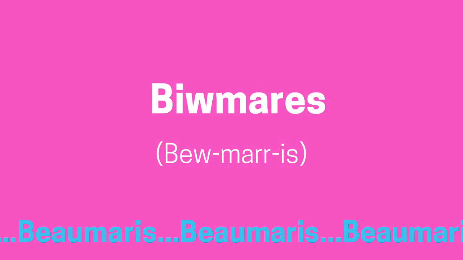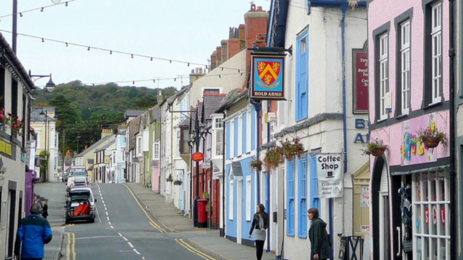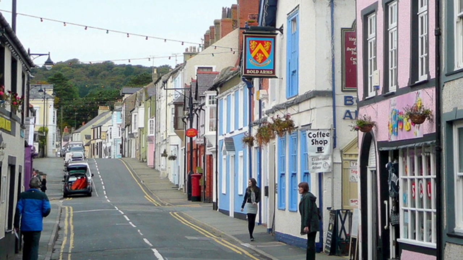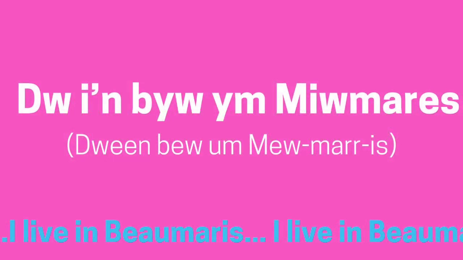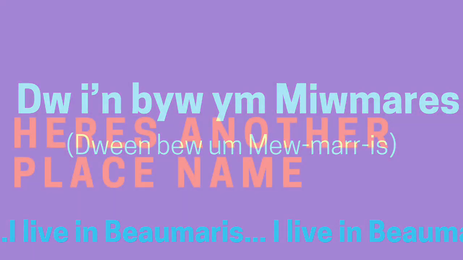Okay, so here is a place name. Beaumaris, which is a former county town of the island of Anglesey and was originally a Viking settlement. So put Beaumaris into a sentence. Say, I live in Beaumaris. That's right. Dwi'n byw ym Meaumaris. Notice how yn and Beaumaris run together.